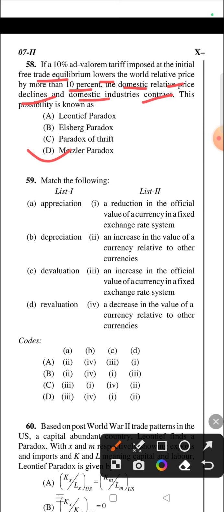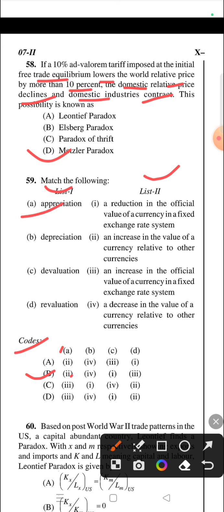Question number 59. We have list 1 and list 2, and we are given 4 codes. Which code is right? Option B. That means for A in list 1, the right option in list 2 is second.